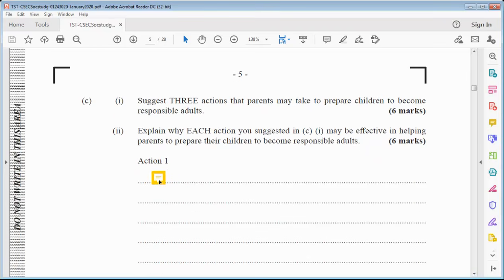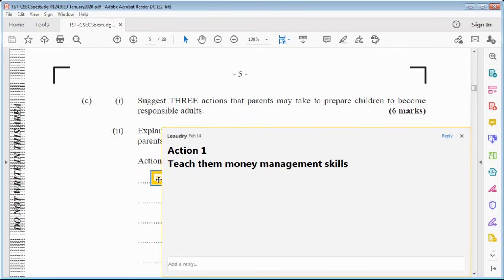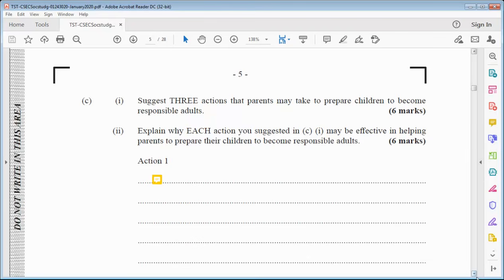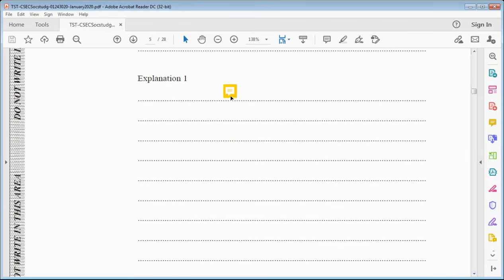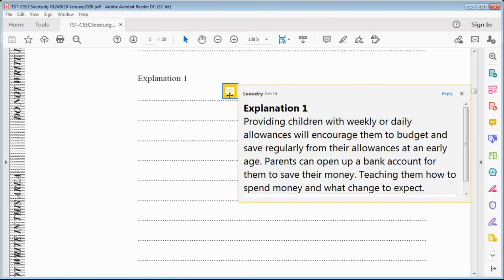Let's look at action one. What are three actions that parents can do to prepare their children to become responsible adults? One, they can teach them money management skills. All right. So that's action one. Here is the explanation now of that.